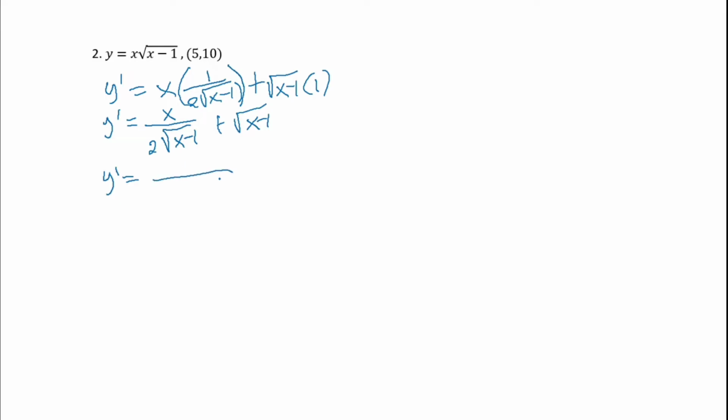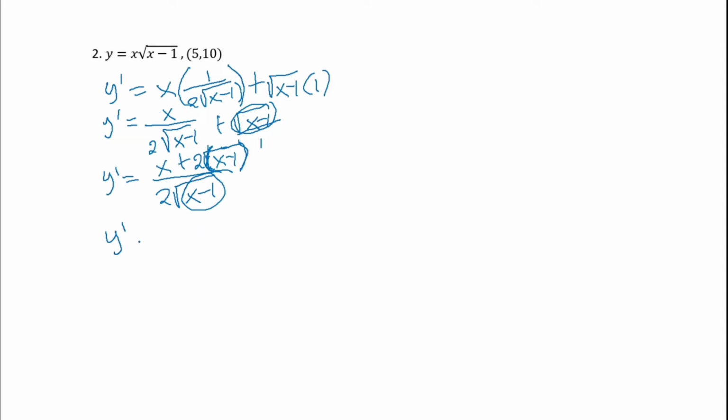So y prime is equal to, simplify, the LCD is 2 the square root of x minus 1. So this will become x plus 2 square root of x minus 1 times the square root of x minus 1, over 2 square root of x minus 1. Since square root times square root is extracted, this is x minus 1. Why is it x minus 1? Because square root times square root, this will become 2 times the quantity x minus 1.